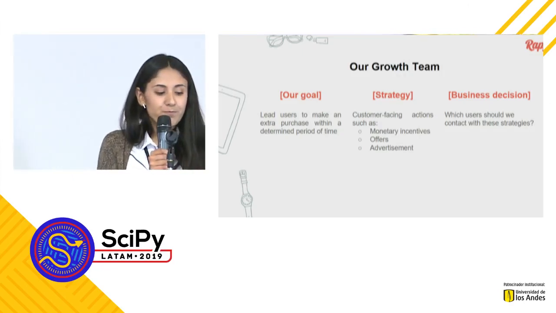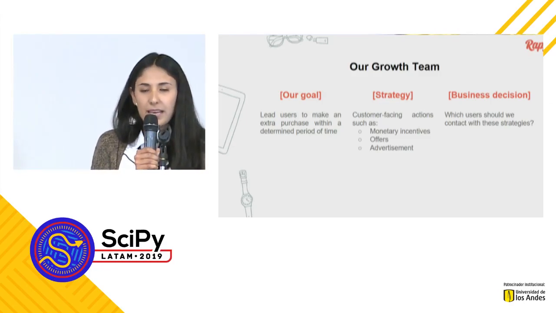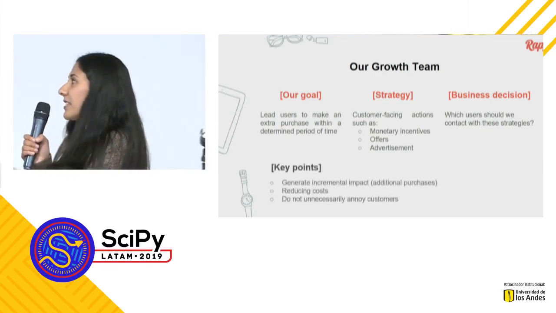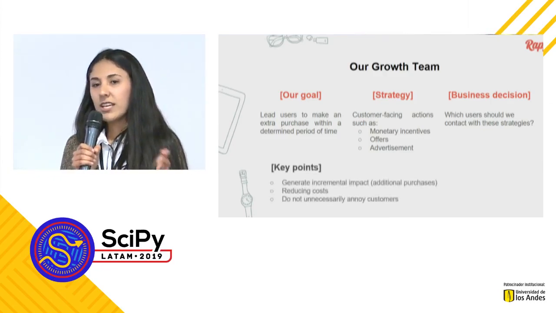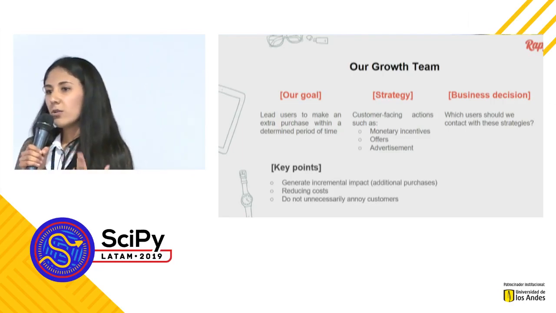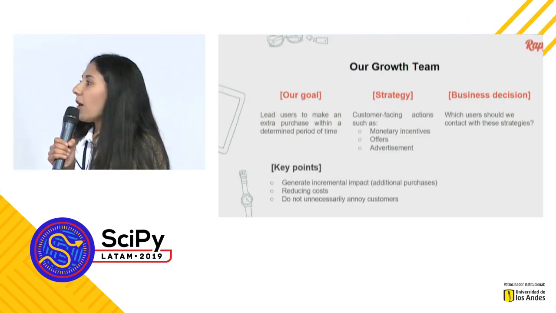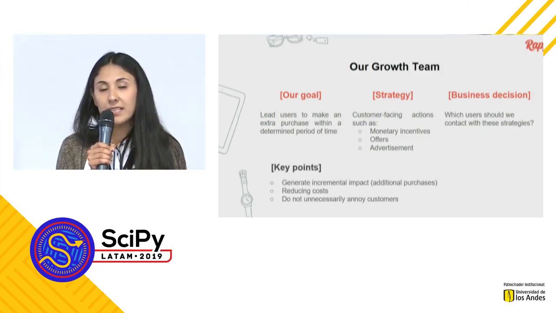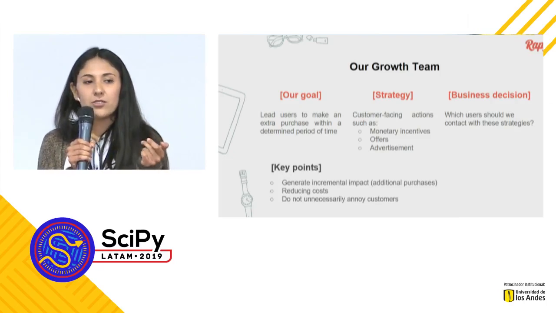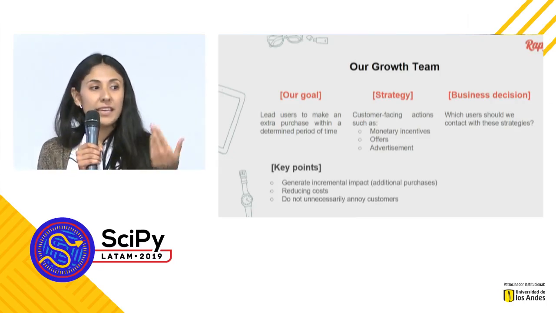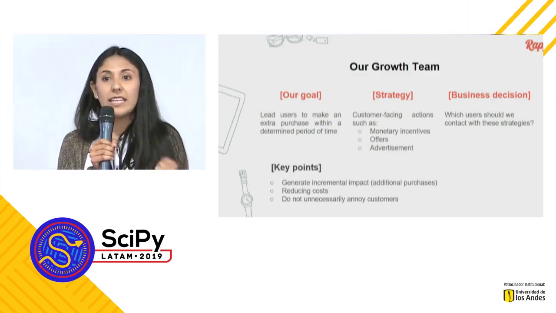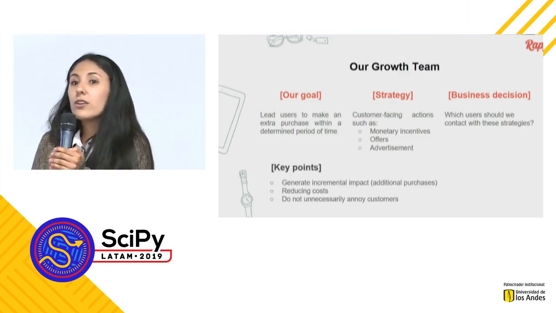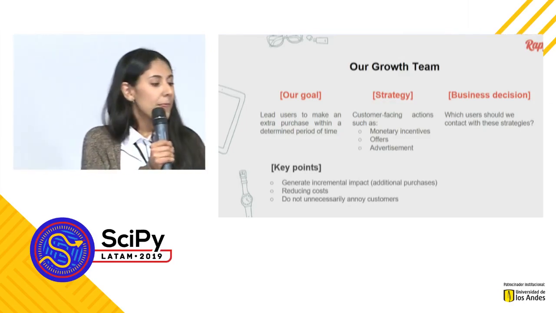So for making this decision, Rappi has to take into account some key points. So the first one is each of these strategies has a different cost, and we need to reduce the cost of marketing campaigns for Rappi. Also, we need to select users for these marketing campaigns, taking into account that we need to generate incremental impact, that is, making additional purchases that won't be done if we do not make these campaigns. And finally, also, we do not want to annoy the users unnecessarily.